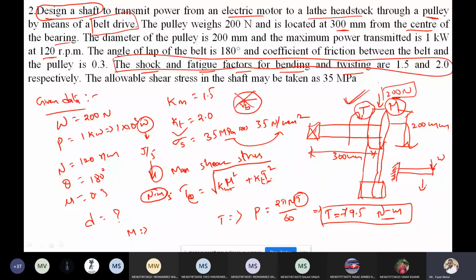For this case, what is the bending moment equation? Bending moment equation is load into perpendicular distance. So what is the load here?